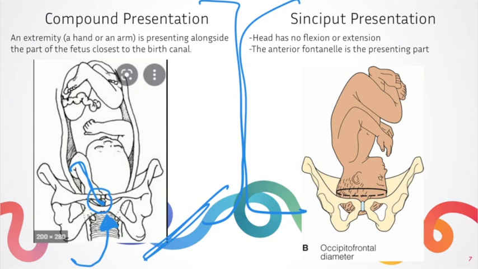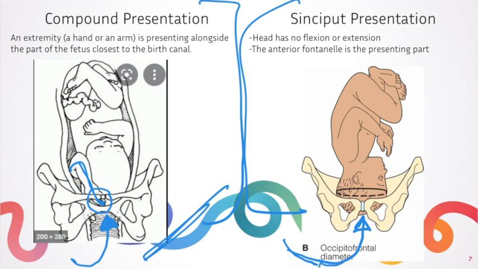A sinciput presentation. Now again, I want you to think about you or me as the labor nurse. Okay, this baby, yes, this baby is still head down. We all agree. But there's no flexion of the chin and there's no extension. This baby, if it were standing straight up, is looking directly in front of it. Okay, so in me as a labor nurse, how do I know? I put my glove on.